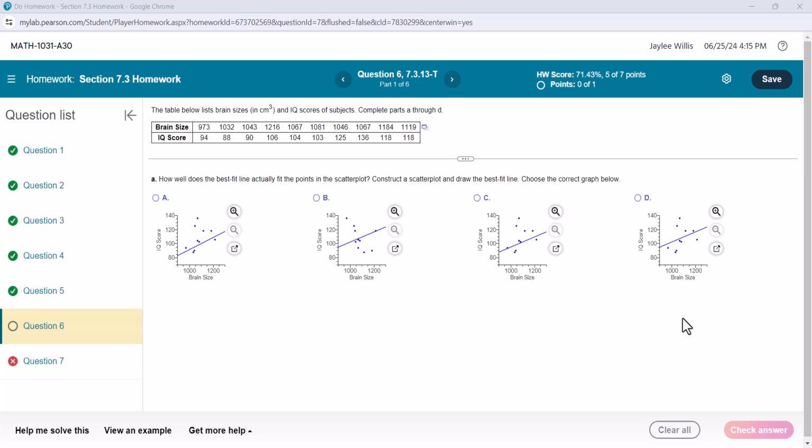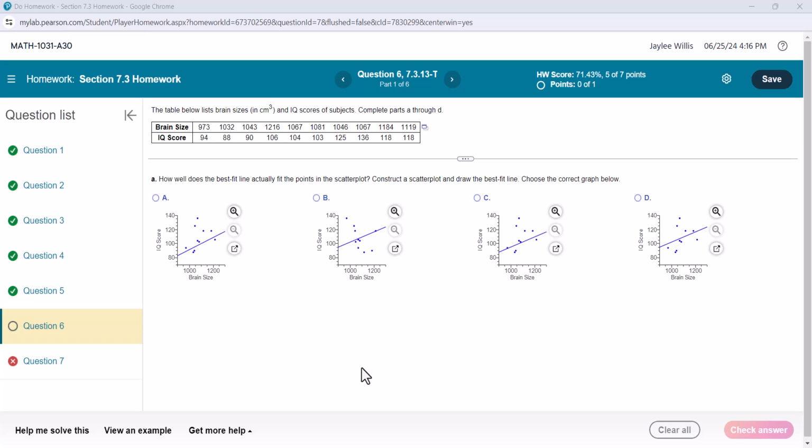So, this week you're going to be finishing chapter 7, which is all about correlation. And there's not really a lot of Excel work in this chapter, but there is a little bit. So, I'm going to show you guys how to do that in this video. I'm going to be going through question 6 on section 7.3, and this will show you all of the Excel work that you'll need to do.